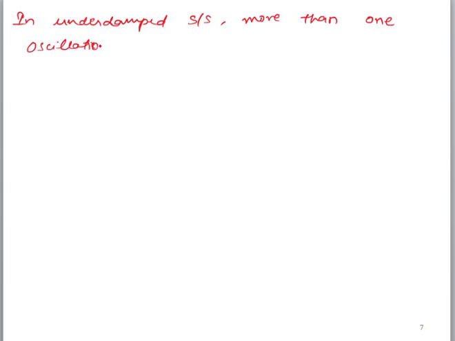Now in the underdamped system, we know that more than one oscillations are present. It means zeta will be less than 1. This is the condition for the underdamped system. It can also be written as zeta is greater than -1, and now we have calculated the value of zeta as minus xc divided by 2 into r is greater than -1.